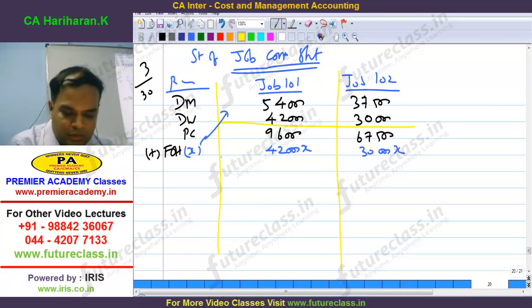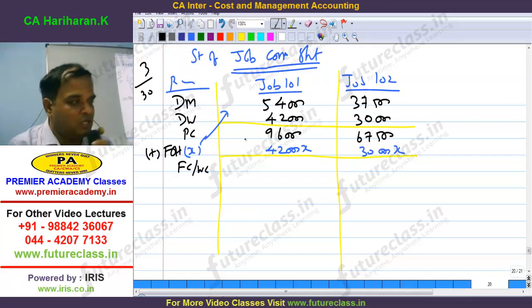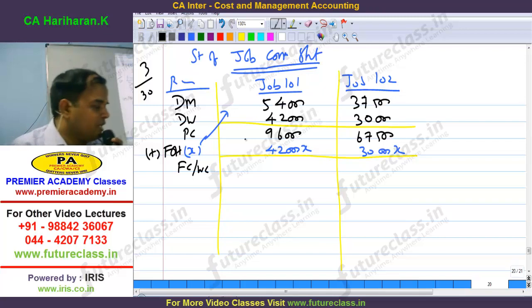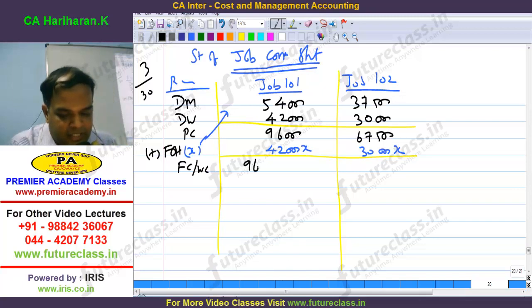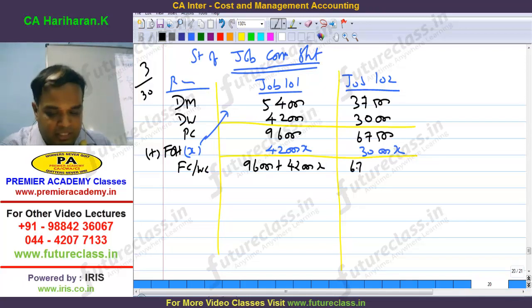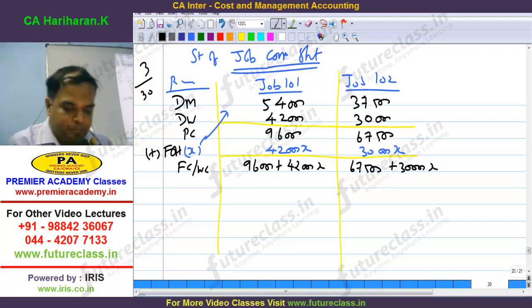So, prime cost plus factory overhead is equal to factory cost, also called works cost. Compute how much the total factory cost is. 96,000 plus 42,000 X. It shows your level of concentration. 67,500 plus 30,000 X. Add administrative overhead.